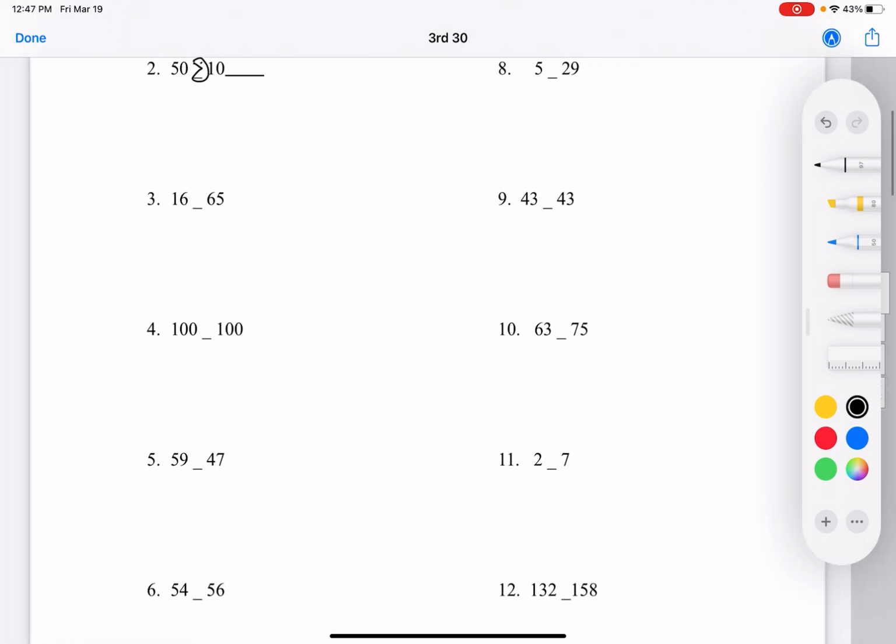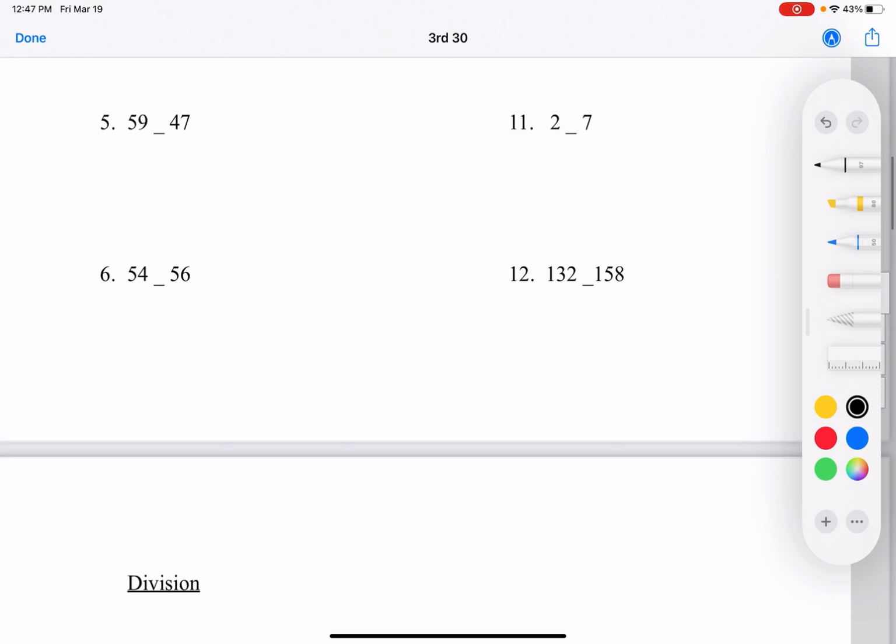So let's try one more. Number 12. 132 and 158. 158 is the greater number, so the Pac-Man wants to eat the 158.